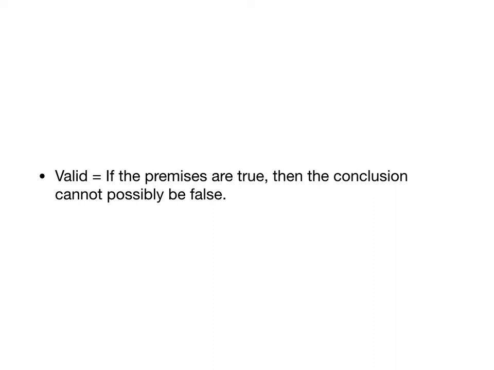To say that a deductive argument is valid means that if the premises are true, then the conclusion cannot possibly be false. If the premises are true, the conclusion must be true as well.